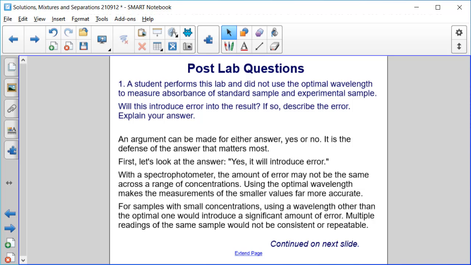So we talked about that. When we're on the extremes, extreme high, extreme low concentration, we don't get consistent or repeatable results. And so if that were the case of our solutions, we would have some error.